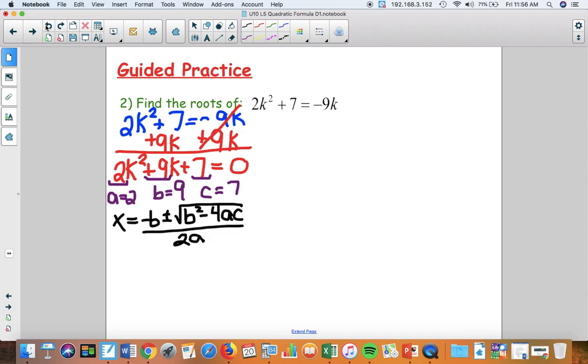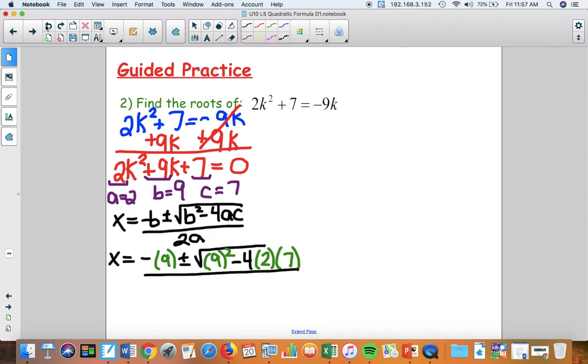So now let's plug in a, b, and c. Remember, when you plug in, you must use parentheses. So x equals negative. Then we're plugging in b. B was 9. Then we had plus or minus the square root. Then we come across b squared, which is 9 squared, minus 4. We have to plug in a, which is 2. We have to plug in c, which is 7.